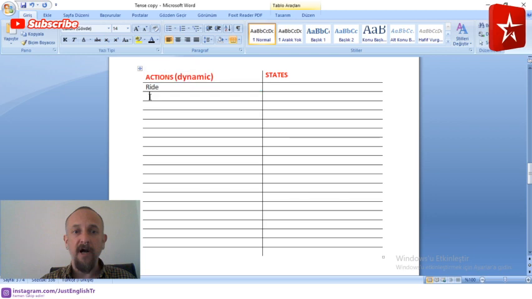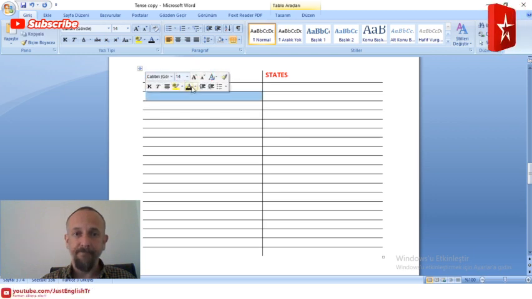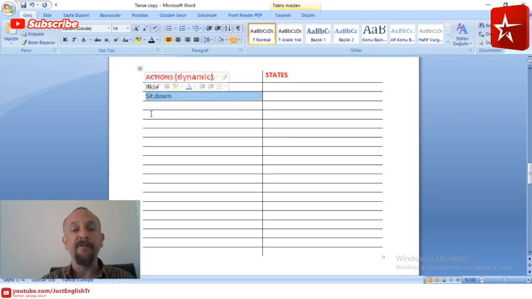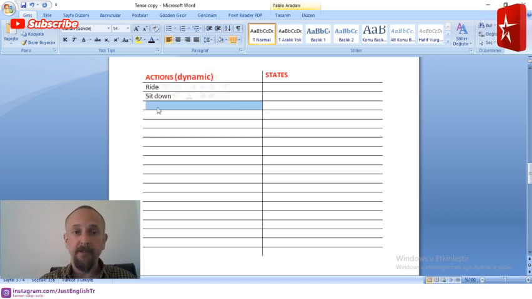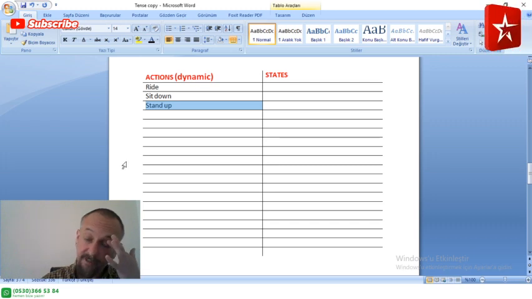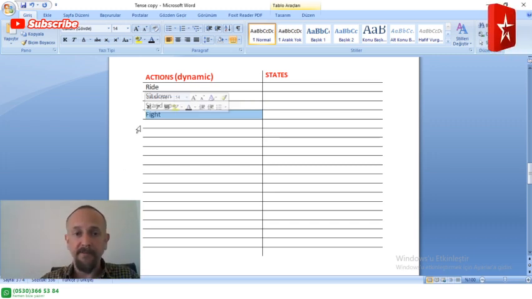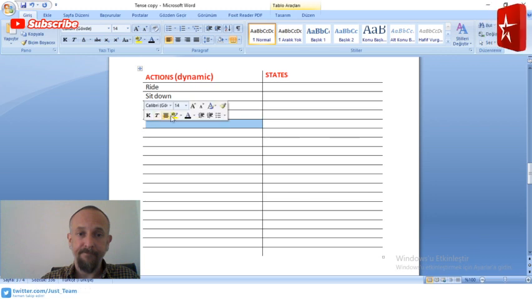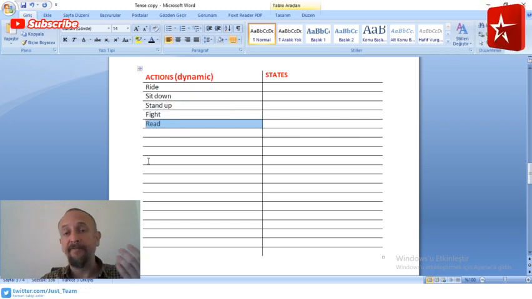We have the verb ride. We also have the verb sit down. For example, to ride a bike, to sit down on a chair. We also have the verb to stand up. If we put it in a sentence: they've been fighting for a long time. If you're not careful, you will have a fight with him. We also have the verb read.